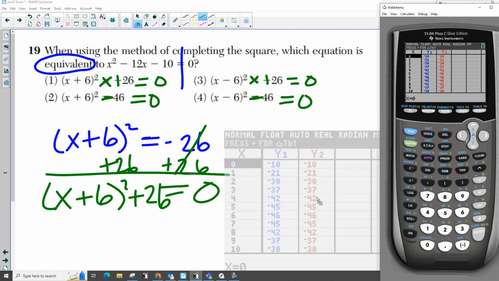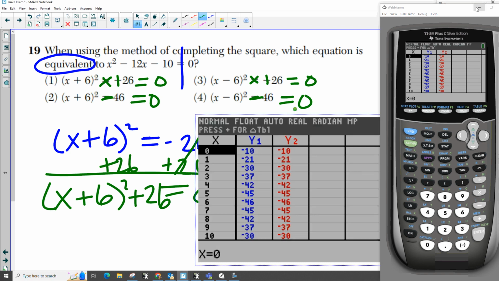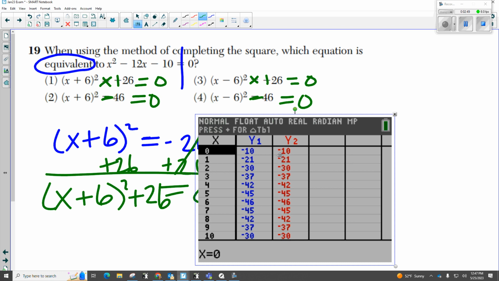Woohoo! It took us all the way till number 4, but as you can see here, all of the y values are exactly the same, so that expression is equivalent. All right, making our answer number 4. Look for those y values to be the same.